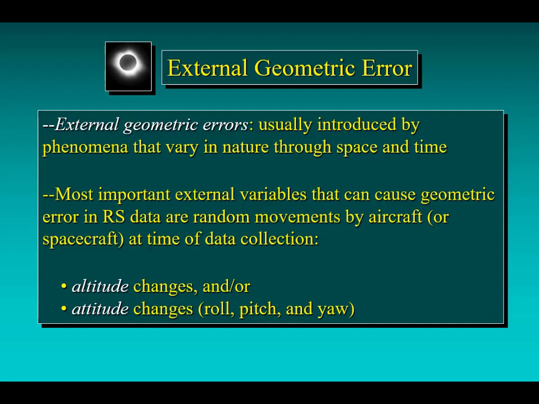I will say here that we would typically see these types of external geometric errors most closely associated with aircraft or suborbital based remote sensing. Just because those types of sensor platforms, aircraft platforms, are going to be influenced by wind effects, turbulence effects, etc. So we're going to see much higher magnitude external errors typically with aircraft-based remote sensing than with spacecraft-based remote sensing.